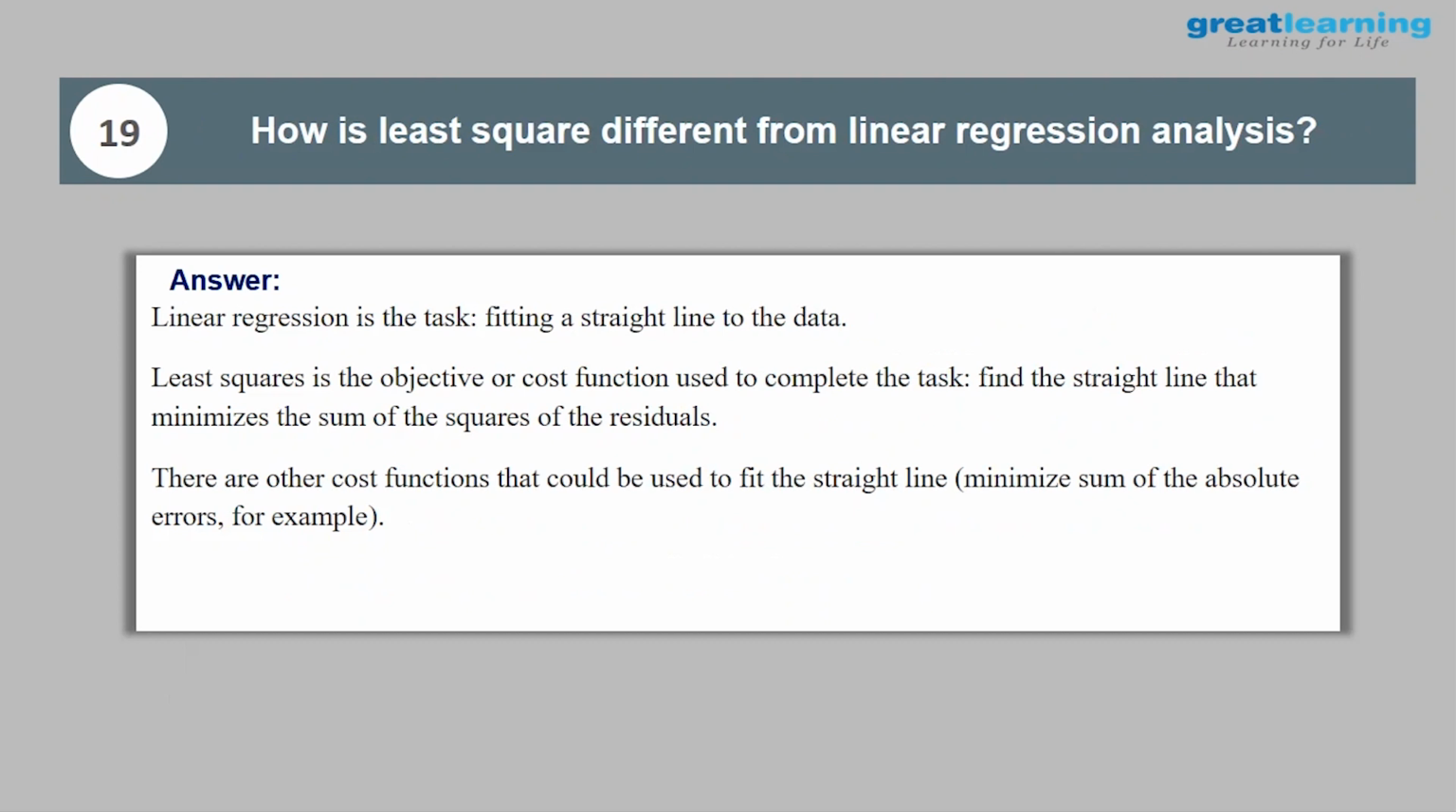Now let's have a look at how least square is different from linear regression analysis. So linear regression is the task of fitting a straight line to the data, whereas least square is the objective or cost function used to complete the task. Find the straight line that minimizes the sum of squares of the residuals. There are other cost functions that could be used to fit the straight line, for example, minimize the sum of the absolute errors. So this is how least square is different from linear regression analysis.